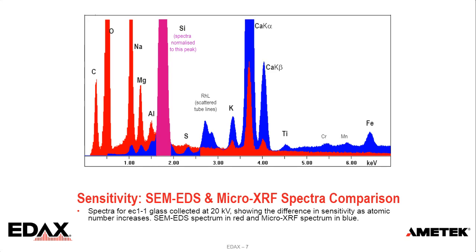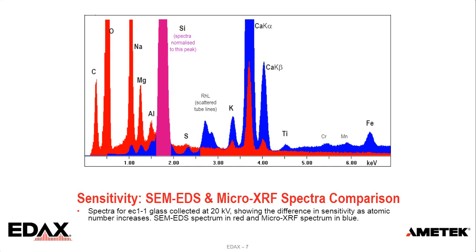This is a spectral overlay for a glass sample using both EDS and Micro-XRF at 20 kV. Red is the EDS spectrum and blue is the XRF spectrum. They are normalized to the silicon peak in purple. In the lower energy range, we have very high peaks for carbon, oxygen, and sodium in the EDS spectrum. So EDS has much better sensitivity in the low energy range.